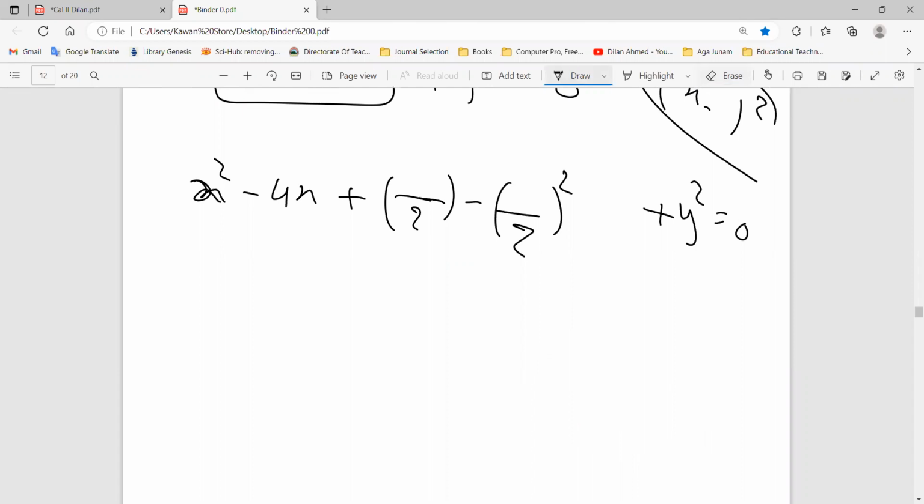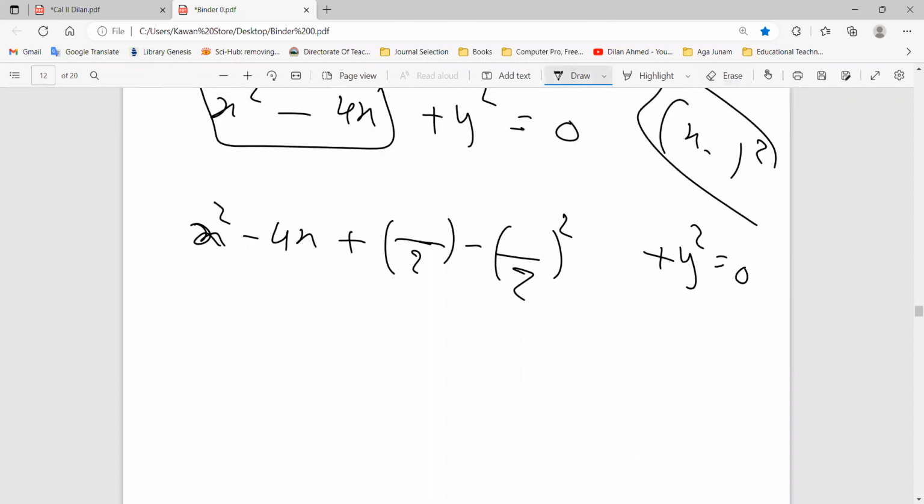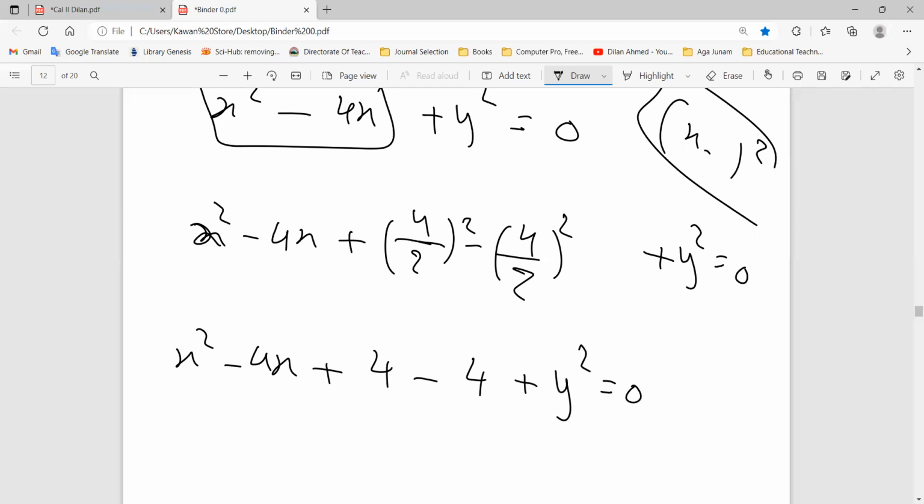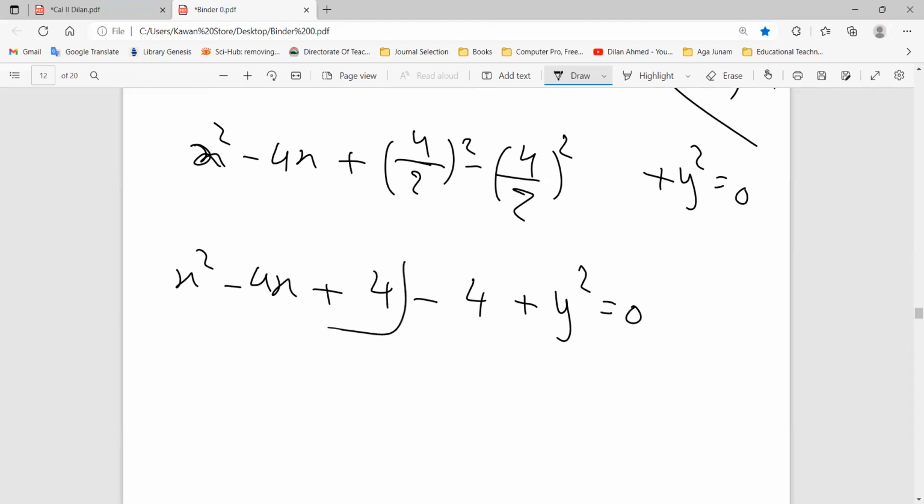Okay, good. So that one is 4, that one is 4, and I'll get x squared minus 4x plus 4 minus 4 plus y squared equal to 0. This one is the complete square.